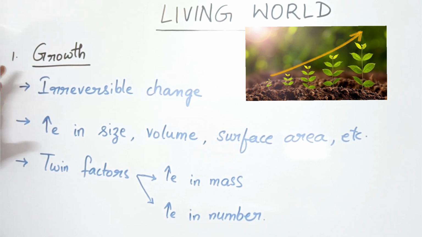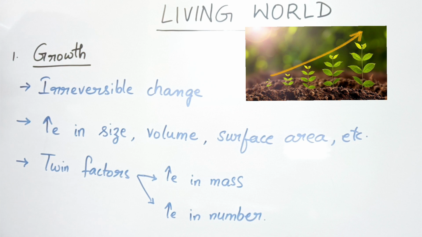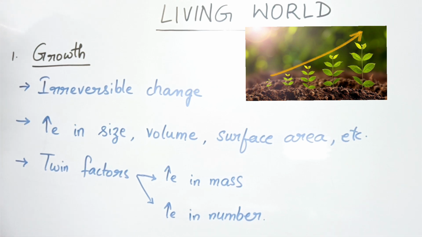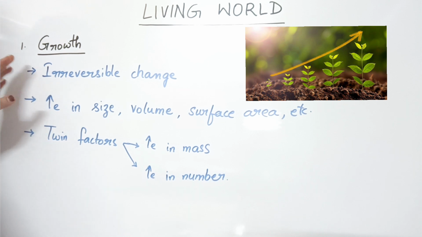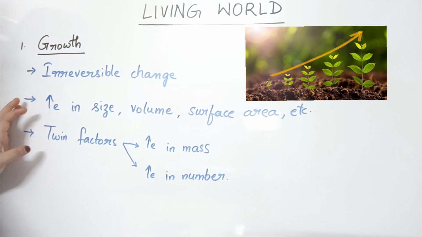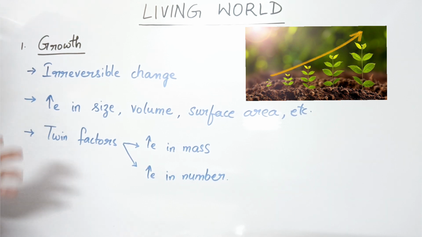Growth is nothing but increase in size. In each and every individual living organism, we see a continuous growth, which is very active. So growth is an irreversible change, an increase in size, volume, surface area, etc. In animals, growth is seen up to a certain age, a particular maturity age. Whereas in plants, the growth is continuous throughout their life.